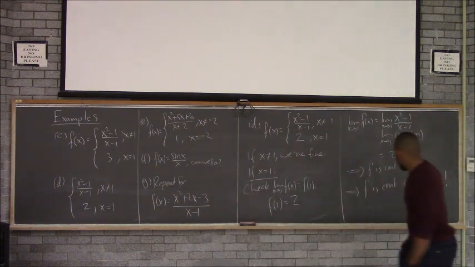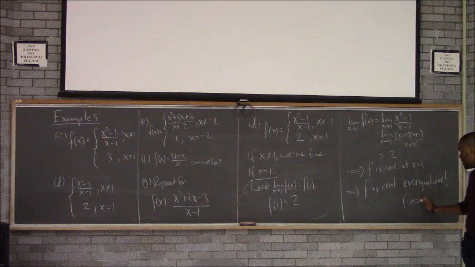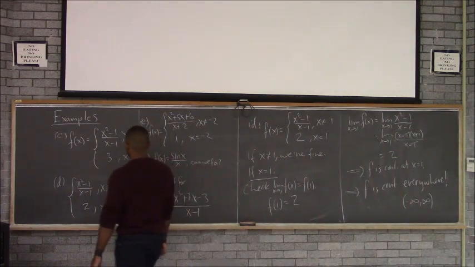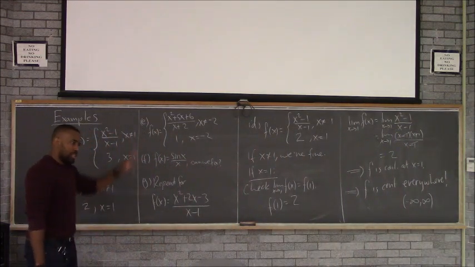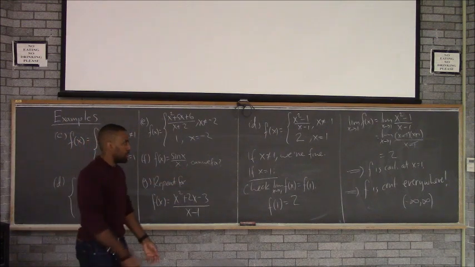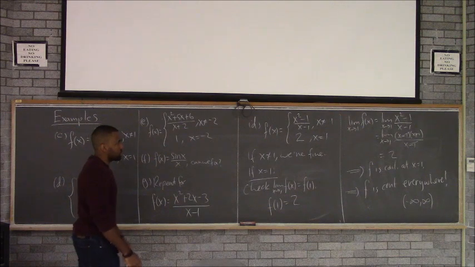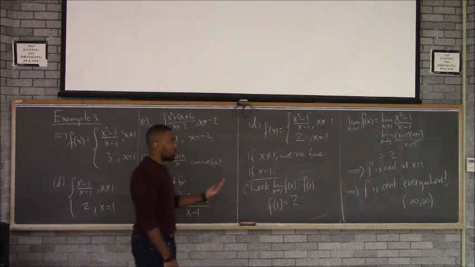Another way to say everywhere, this just basically means minus infinity to infinity. So if you have to put that in interval notation, that's what you write. That's how you write out a problem on a test or a quiz or something like that. Show me that you're considering all points. You're considering when we're not at 1 versus when we are at 1.